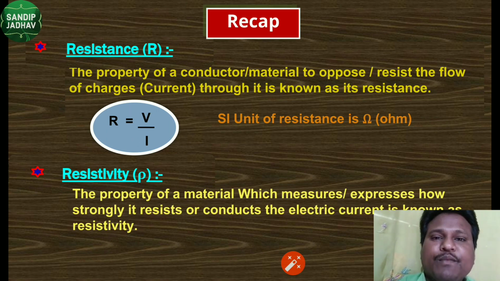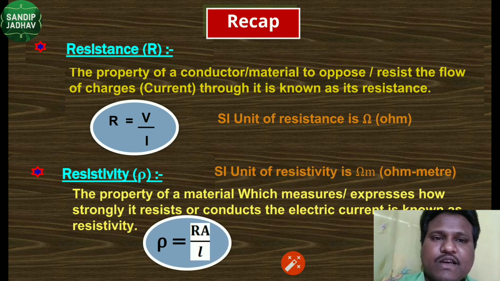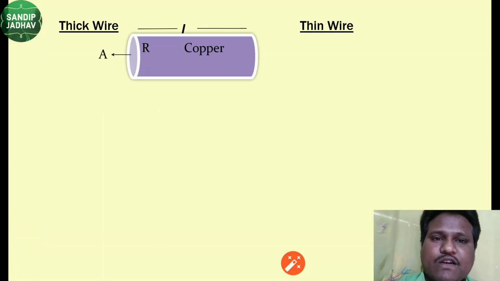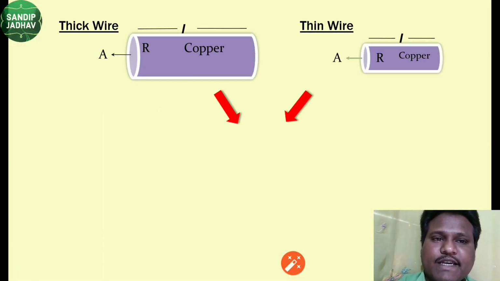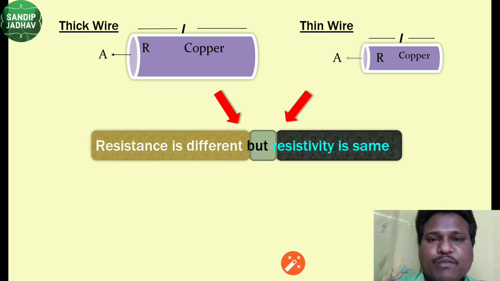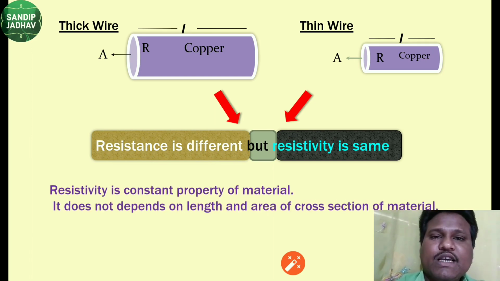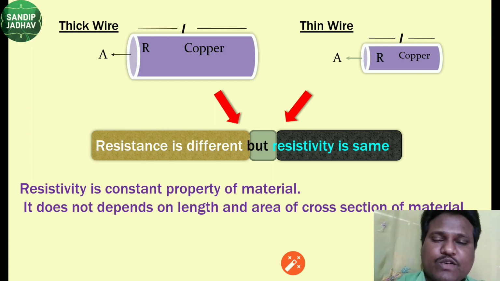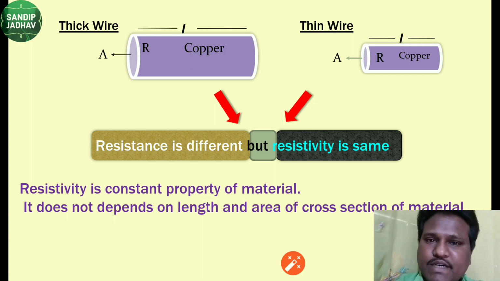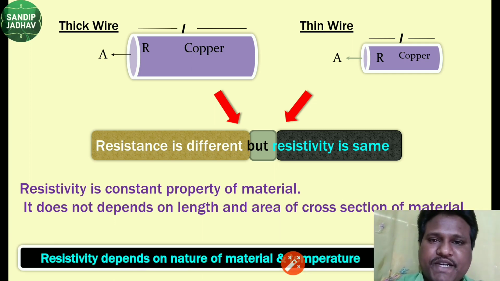That constant property of a material is known as what? Resistivity. We took the example of a thick wire and a thin wire, in which we found that the resistivity of both wires will be the same as the material is the same, but the resistance will be different, as one is a thicker wire and the other a thinner wire. So resistance depends on the length and area of cross section of a given material, but resistivity is a constant property for the given material. So we can say resistivity depends on the nature of the material and temperature. As temperature increases, resistivity will also increase.